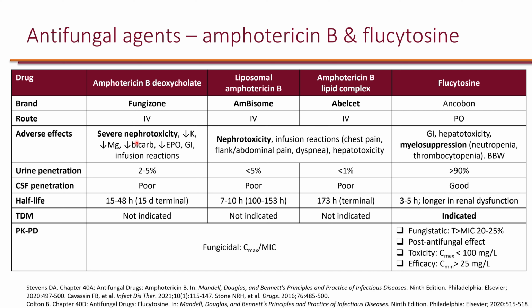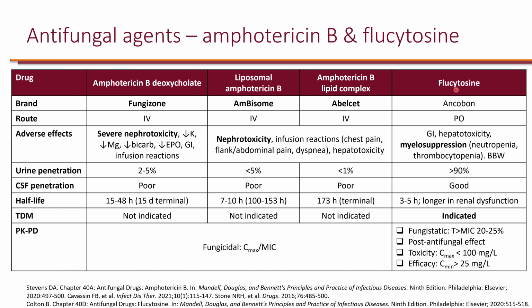So in other words, patients receive 1 liter of normal saline before amphotericin has been initiated in order to reduce nephrotoxicity. Now, in general, they have poor penetration into the urine through IV injection, and therapeutic drug monitoring is not indicated for any amphotericin B formulation.